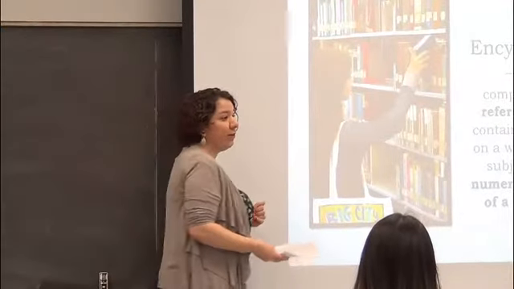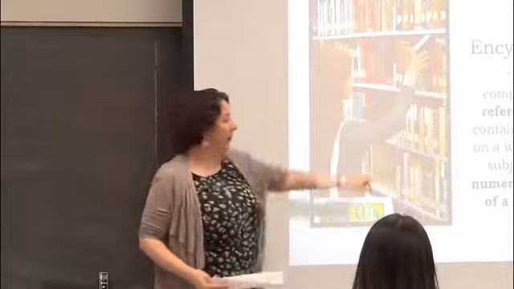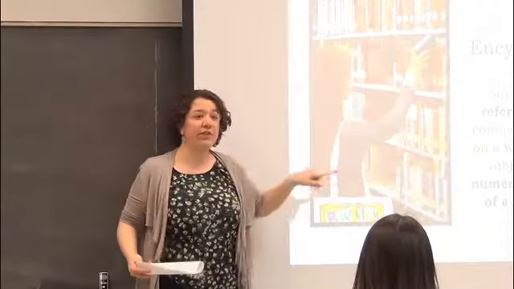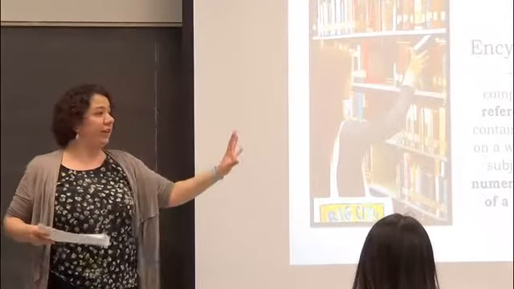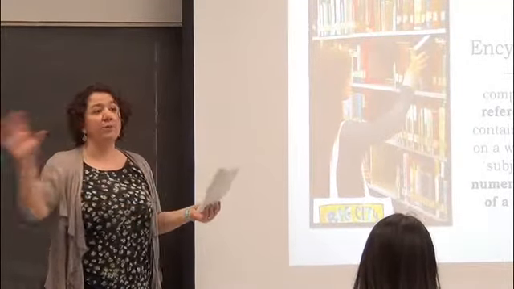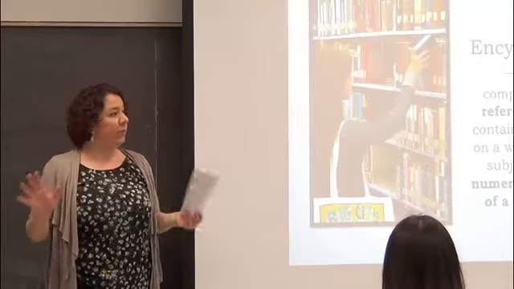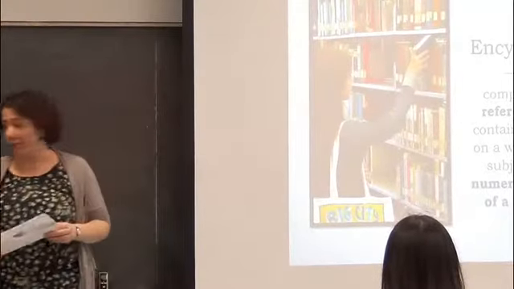There are two types of encyclopedias. There are those that have articles on a wide range of subjects, and those that are focused on a specific discipline. So those are general encyclopedias versus subject encyclopedias. So what we're going to be looking at today are subject encyclopedias.